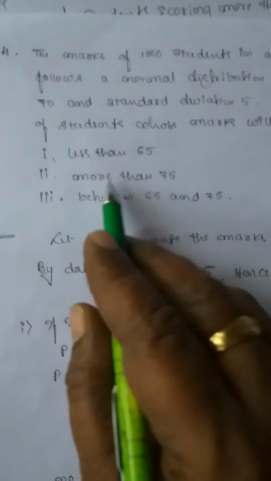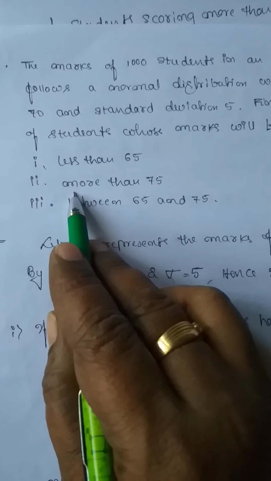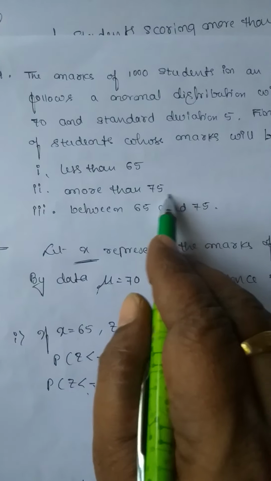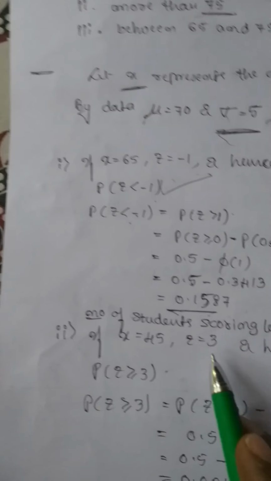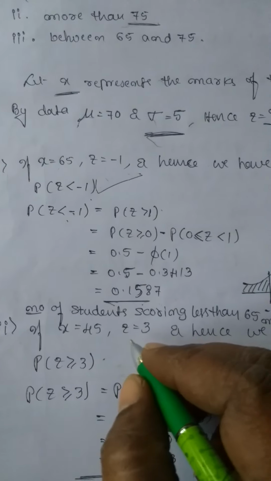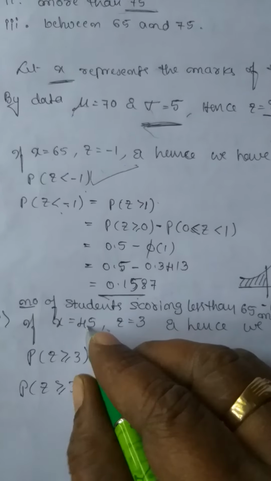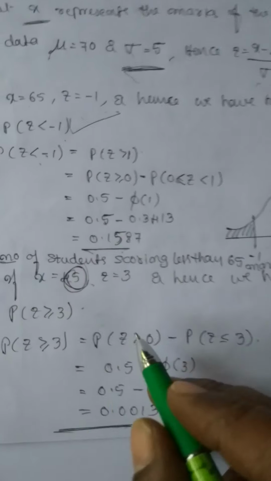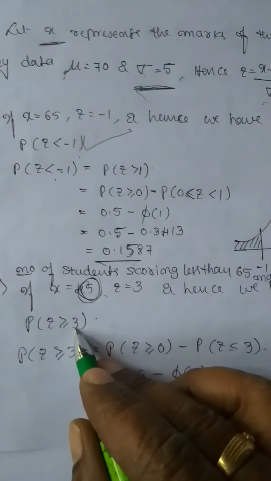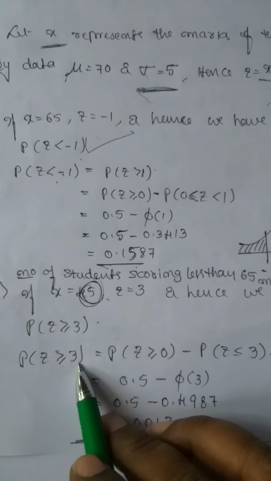Now we can concentrate on the second one. The second one says: the number of students out of 1000 who got marks more than 75. So first, to calculate that, I should calculate what is my z when x is equal to 75. You have to take 75 over there. Now if you simplify that, you are going to get z is equal to 3. Now how can you calculate P of z greater than or equal to 3?